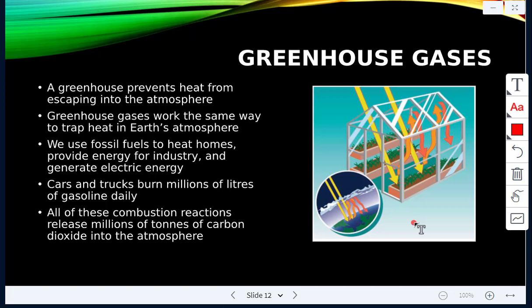So for example, using fossil fuels to heat homes, provide energy for industries, generating electric energy, also cars and trucks, they also burn millions of liters of gasoline daily. So all of these combustion reactions are releasing millions of tons of carbon dioxide into the atmosphere. And what that's doing is trapping the heat and leading to things like global warming.